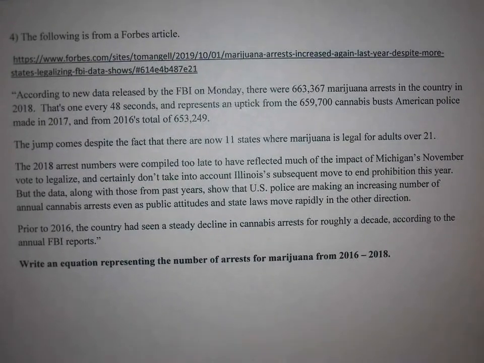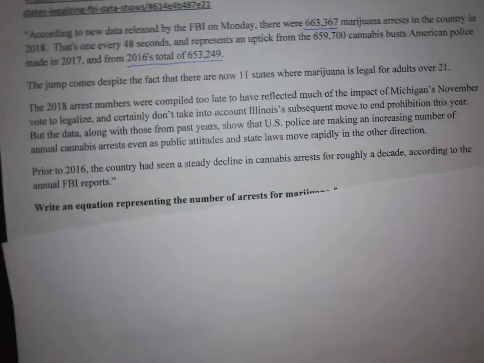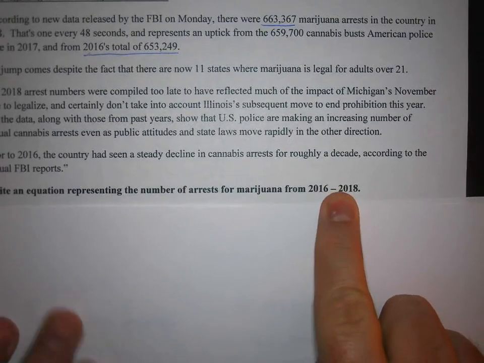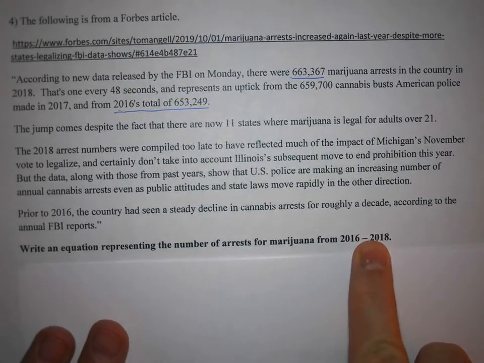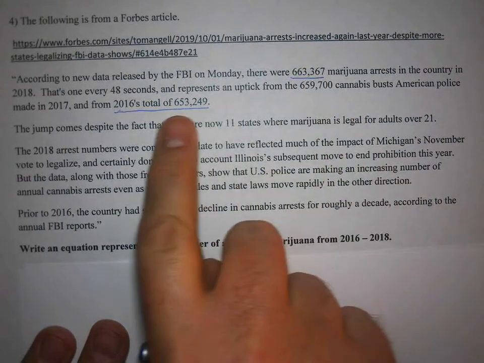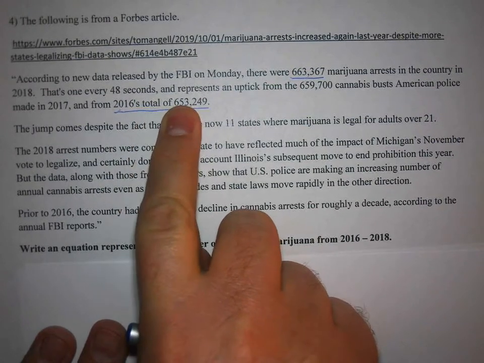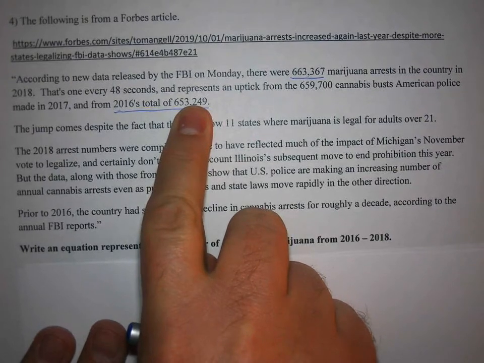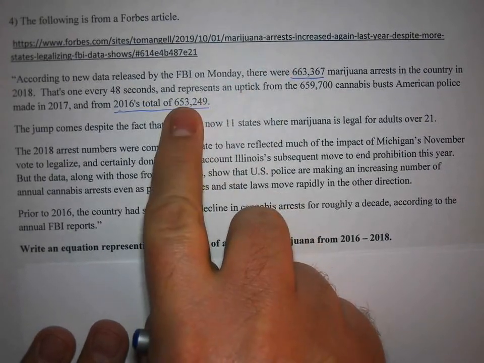Okay, so I would say pause the video and read this, and I'm going to move on. Okay, so when you read the problem, it wants you to write an equation representing the number of arrests from 2016 to 18. Well, when you read through all this information, in 2018, there was this number of arrests. And then in 2016, so 2 years earlier, there were approximately 10,000 less arrests.